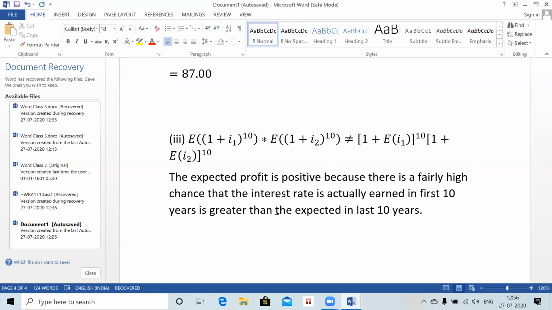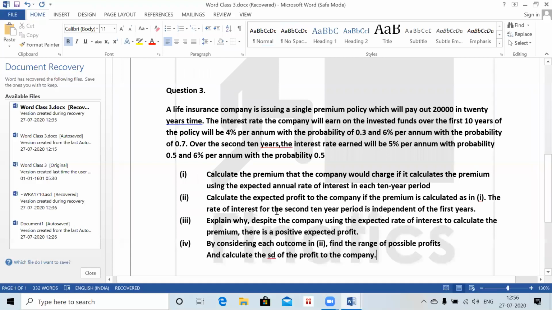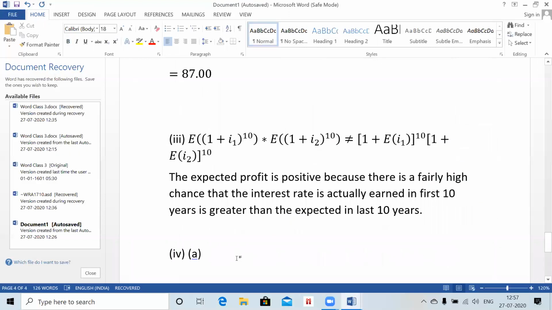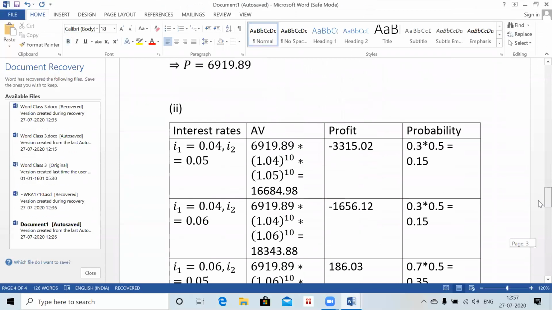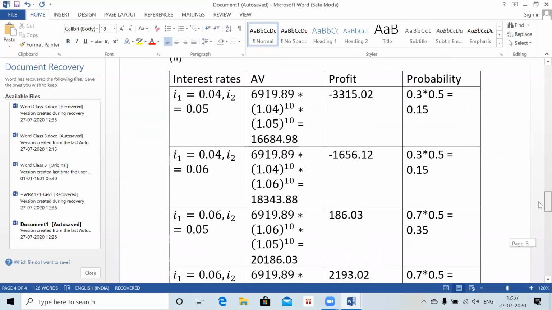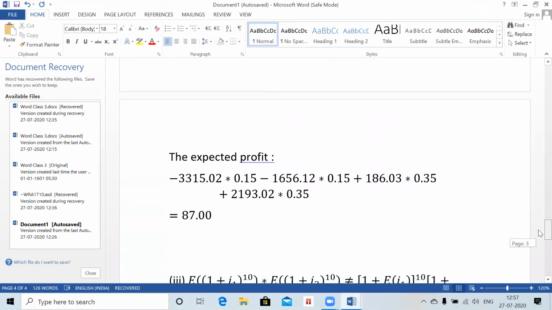ठीक है. And part 4, they've said to calculate by considering each outcome the range of possible profits. Considering each outcome in part 2 हम लोग को possible profits निकालना है to the company. Part 2 का answers आया हुआ है, profit भी आया हुआ है, probability भी आया हुआ है. So we have to just calculate SD.